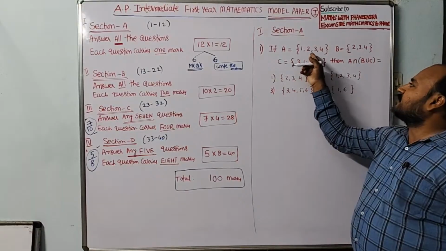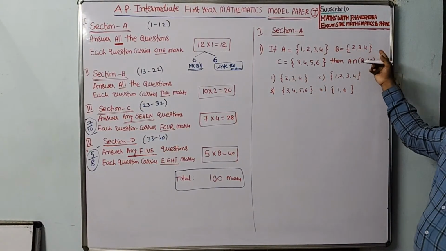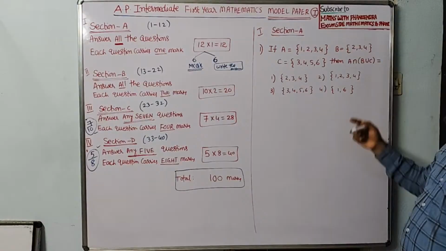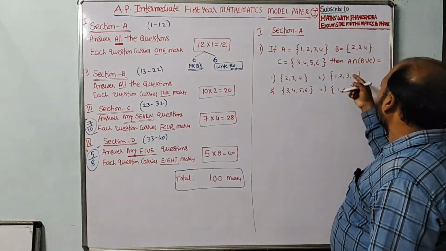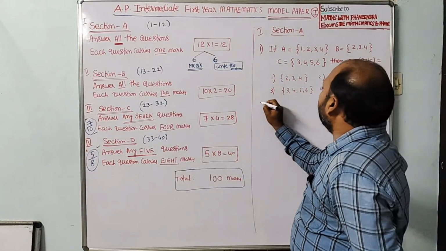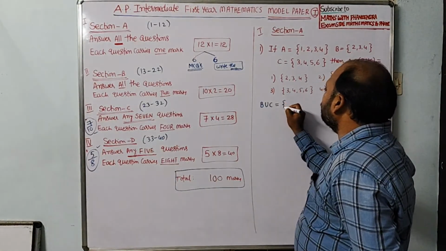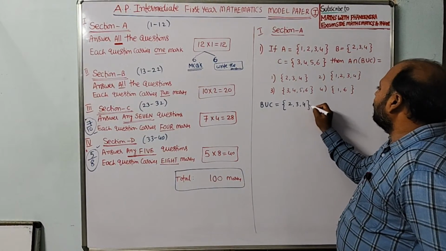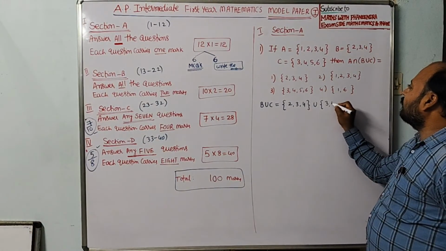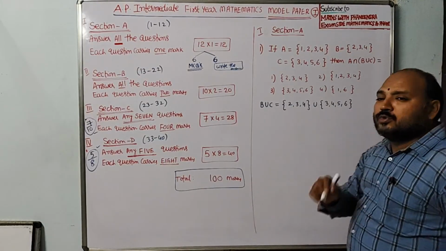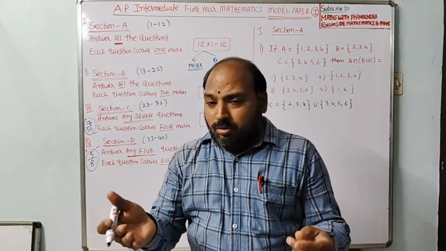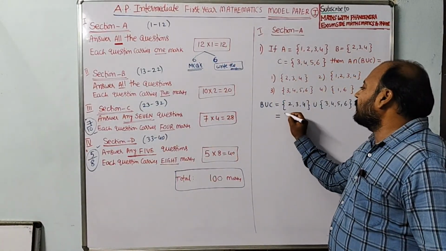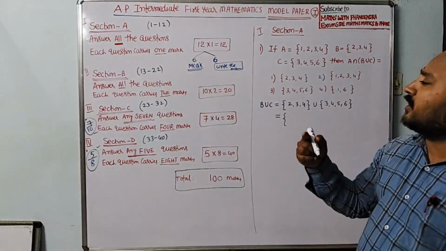If A equals the set of all 1, 2, 3, 4, B equals the set of all 2, 3, 4, C equals the set of all 3, 4, 5, 6, then find A intersection (B union C). First, what we have to find? B union C. So union of 2 sets. In set B, what elements are there? 2, 3, 4. Union. In set C, 3, 4, 5, 6. Union of 2 sets means the combined elements in both the sets. We have to write it in the union of 2 sets. If any elements are repeated, you can write them only one time.